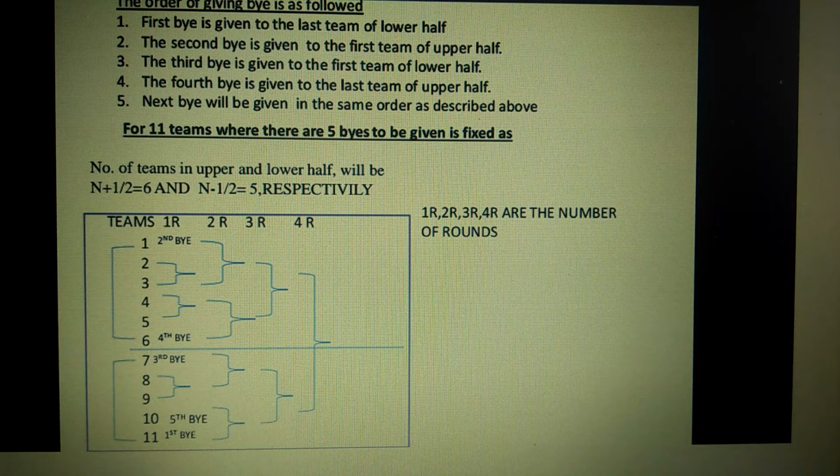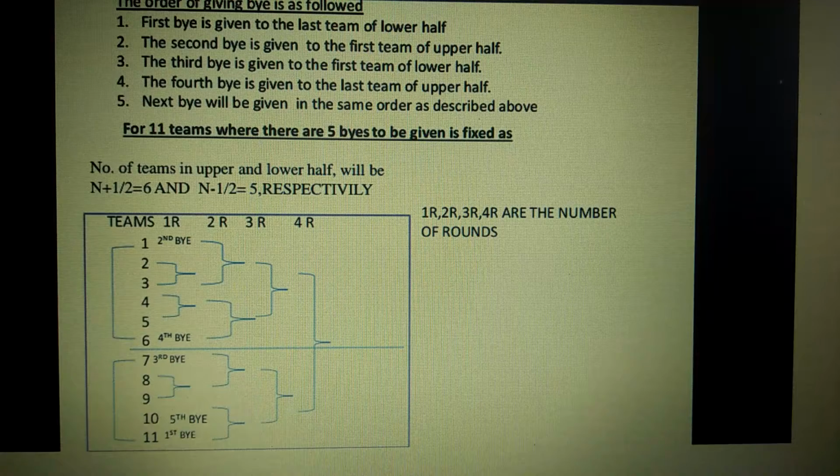The order of giving byes is as follows. First bye is given to the last team of the lower half. Second bye is given to the first team of the upper half. The third bye is given to the first team of the lower half. The fourth bye is given to the last team of the upper half. The next byes will be given in the same order as described above.